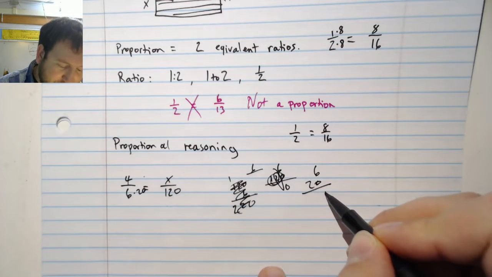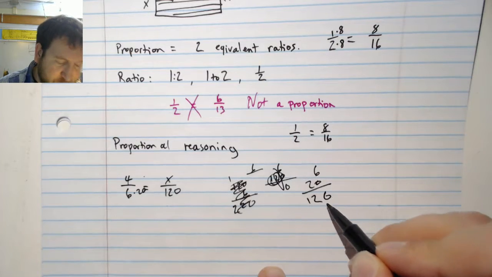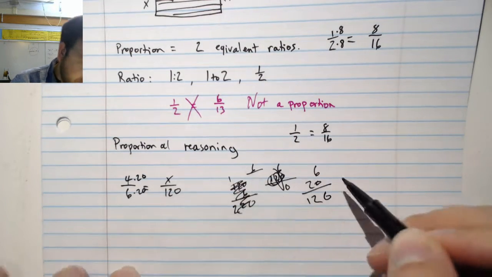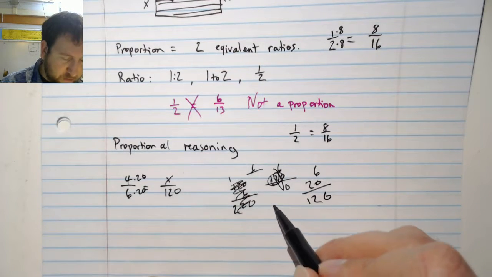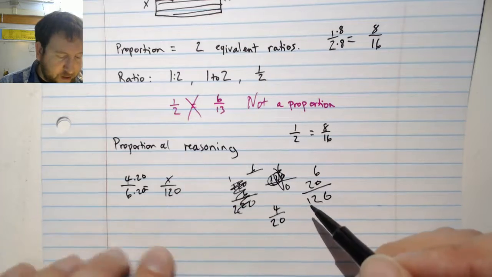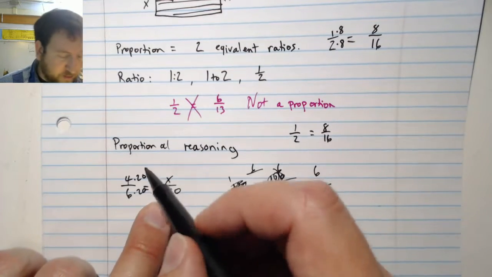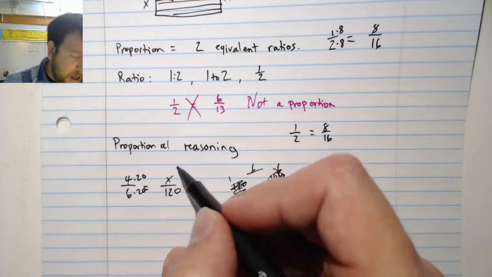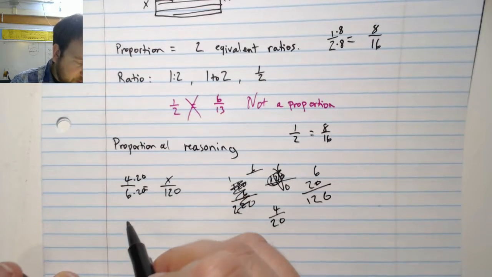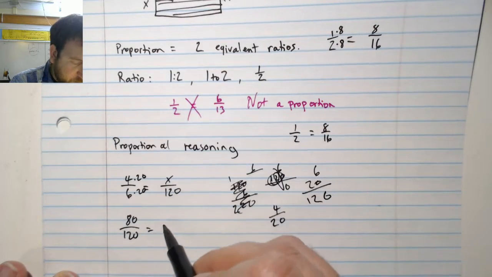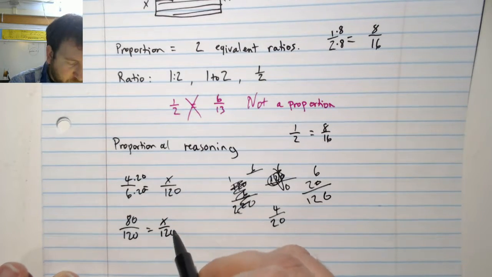6 times 0 is 0. 6 times 2 is 12. Got it. Perfect. Which also means I need 4 times 20. And 4 times 20 is... Well, if I want to use my math skills, all I can do is get rid of that 0, cover it up. 4 times 2 is 8. Add it back in. And I can say that 80 over 120 is equal to x over 120.